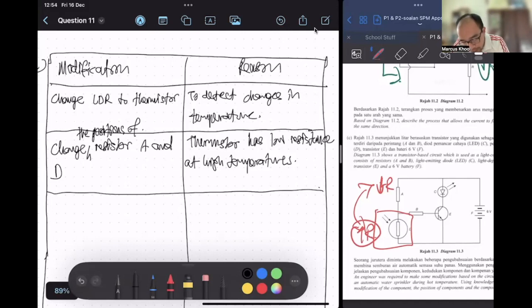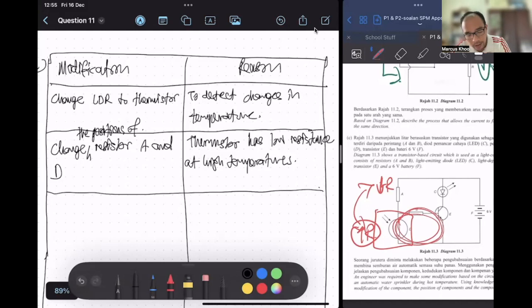Whatever happens at the base must have high voltage. High voltage means high resistance. Sorry, high resistance means high voltage. High voltage means there will be current flow. If there is current flow, then IC will flow. So that's why we have to have a low resistance at the top during high temperatures, because we want the sprinkler to turn on during high temperatures.